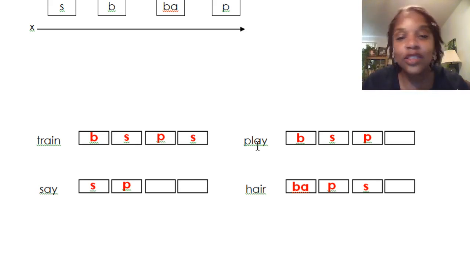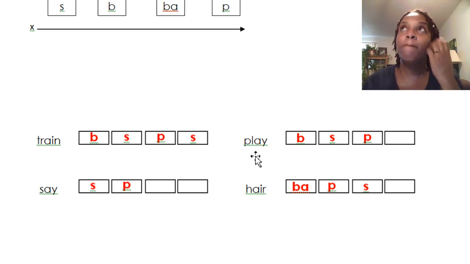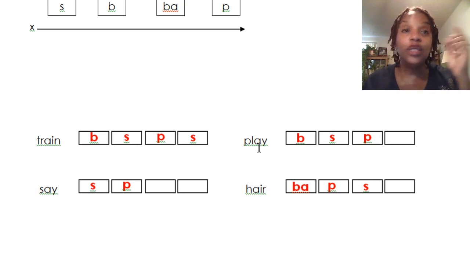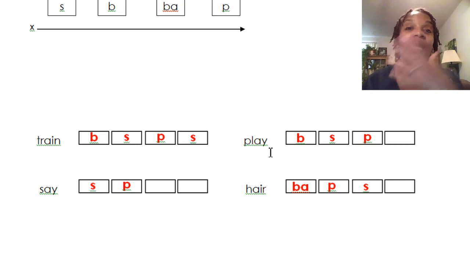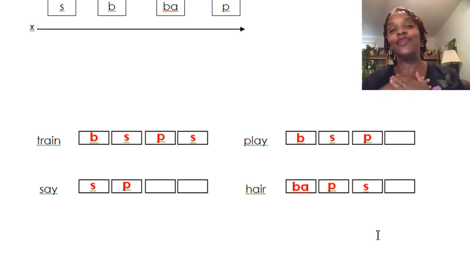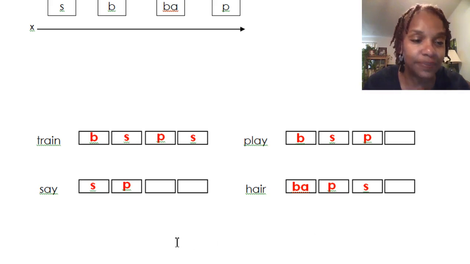All right, let's do this word. Play. Let's talk about the sounds that you hear. Listen, play. You hear a bounce sound. You hear a slide sound. You see and hear another slide sound, but it's a partner, right? So play, the dance steps would be bounce, slide, partner. Ready? Go. Bounce, slide, partner. Good job.